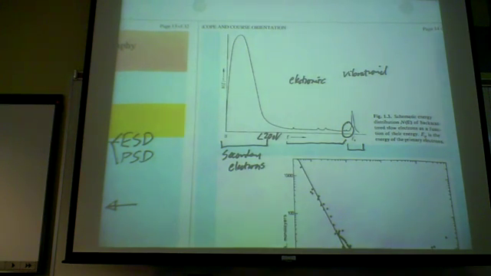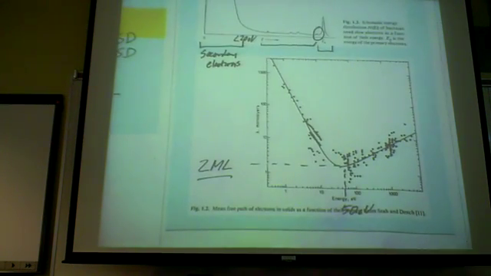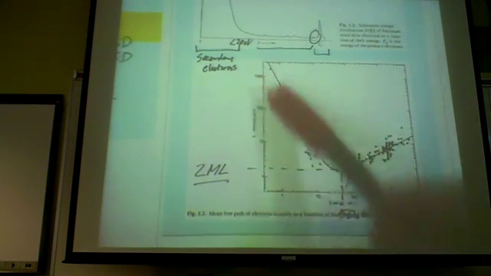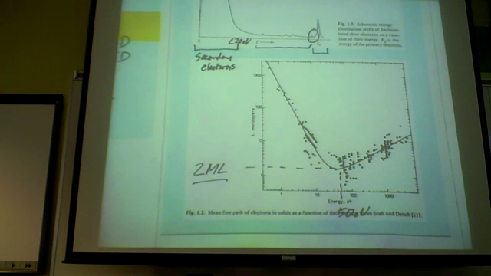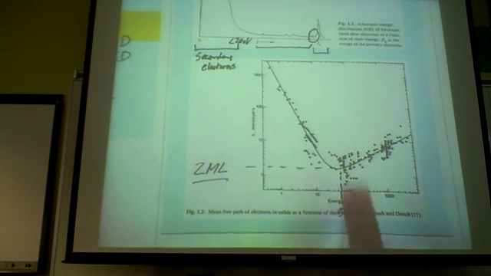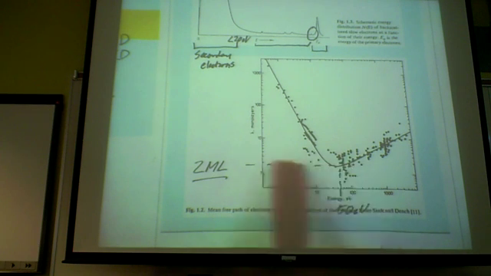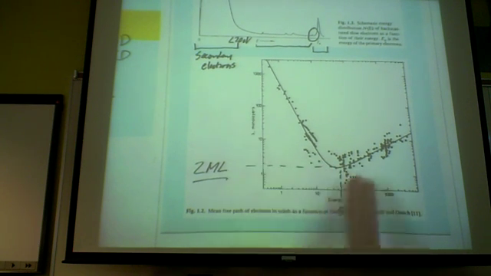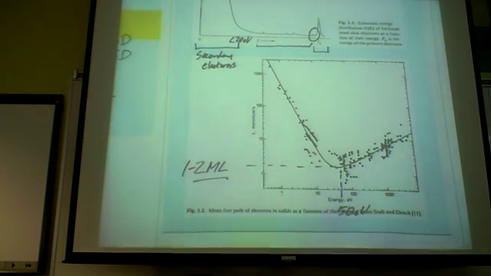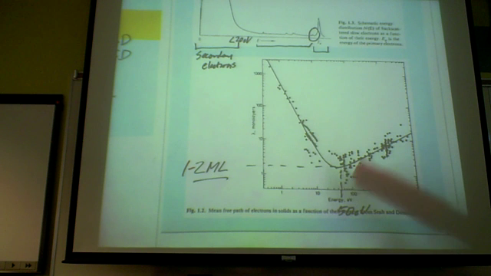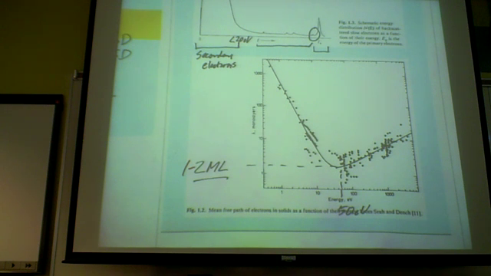And then we talk about the mean free path of the electrons, and this is the so-called universal inelastic mean free path. And the thing to remember is that around 50 to 70 electron volt, if you like, you have the shortest mean free path, 1 to 2 monolayers, if you like. That is the shortest mean free path that you need.